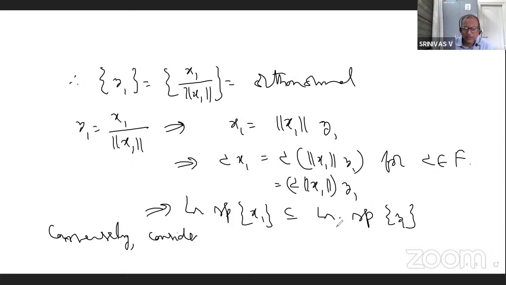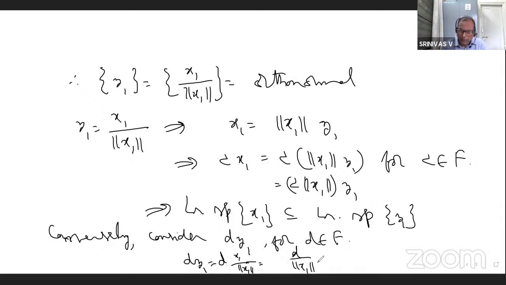Consider a scalar d times y1 for d belonging to the scalar field. Okay, you take an element from here. What is its form? It is the singleton, so you have to multiply this by a scalar. It is of the form dy1. What is y1? Y1 is x1 by norm x1. Okay, and norm x1 is also a scalar. You can club that with d. So this is d by norm x1 into x1.